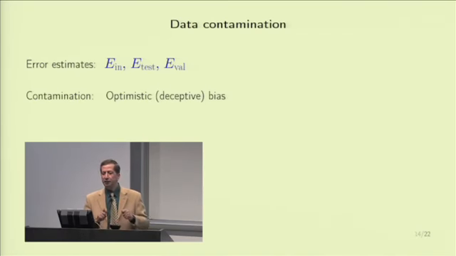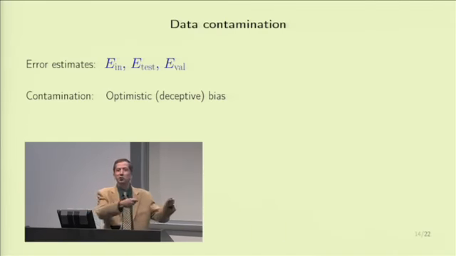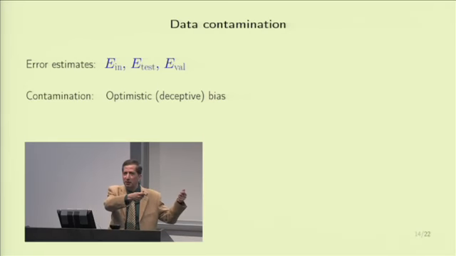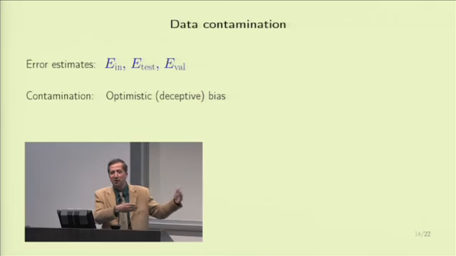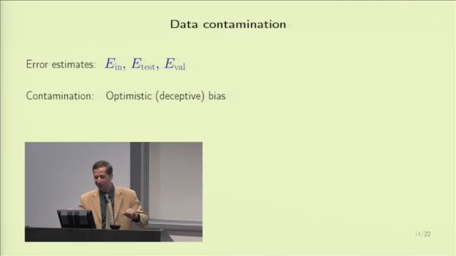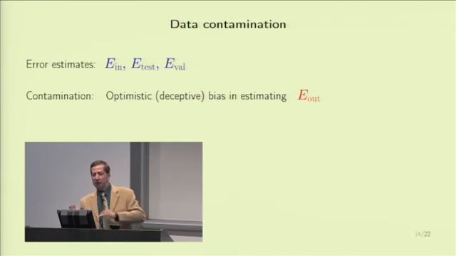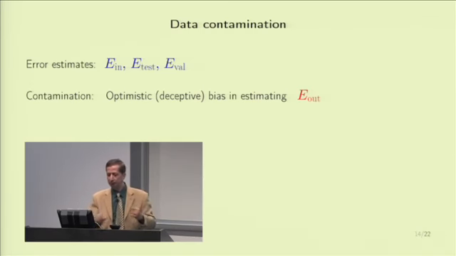So you can look at what contamination is. It's a built-in optimism, or better described as deception, because it's bad. You are going to go to the bank and tell them, I can forecast the stock market. No, you can't. You were optimistic before you went there, and after that, you are in trouble. So you are trying to measure the level of contamination. Let's look at the three sets we used.